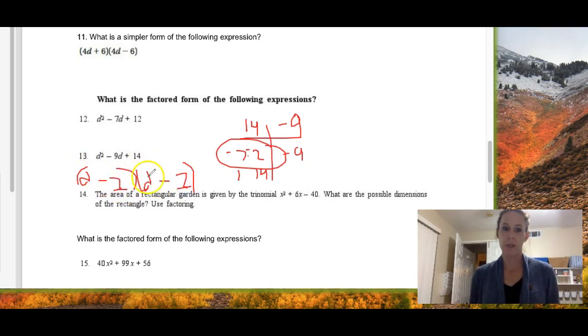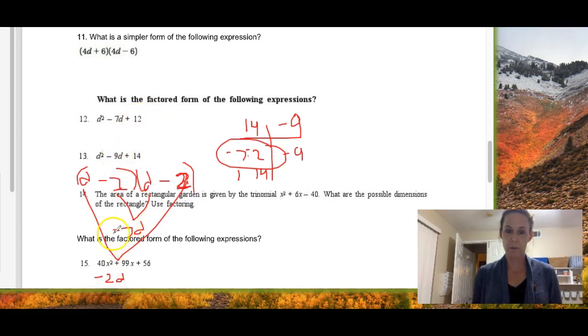Check it. D times D does give me D squared. Negative 7 and, sorry, that's a 2. Negative 7 and negative 2 do make positive 14. Now check your inner term, so negative 7d, and your outer term, negative 2d. And do those add together to be your middle term? Well, negative 7d and negative 2d make negative 9d, so it works. There's my answer. It will be d minus 7 times d minus 2.